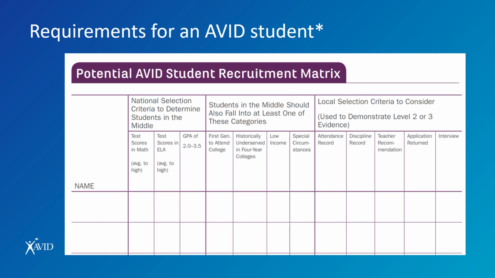As I'm finishing up, I did want to talk briefly about the requirements for an AVID student. I pulled this matrix off of the ACER under that first systems AVID recruitment portion, and this gives you the national selection criteria: those students in the middle, with a 2.0 to 3.5 GPA, who also fall into one of these four categories.